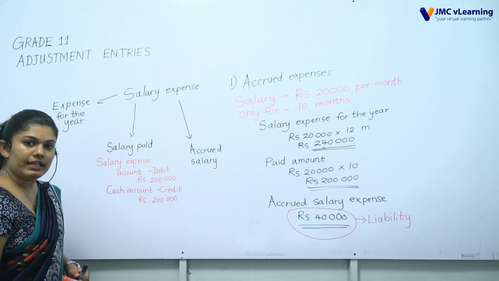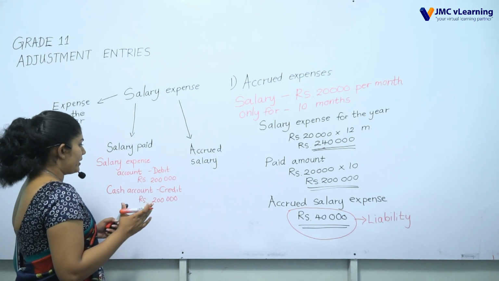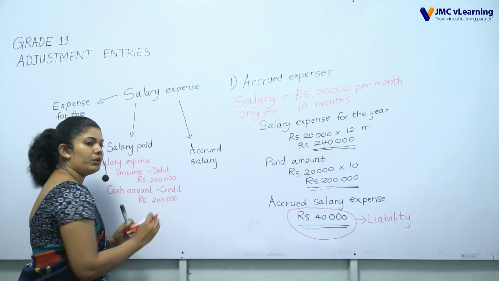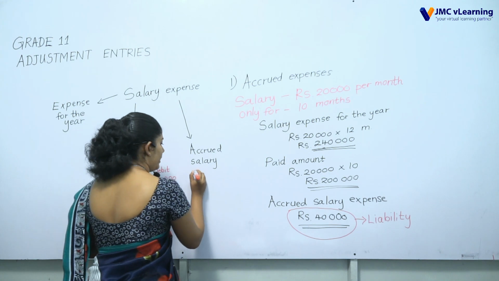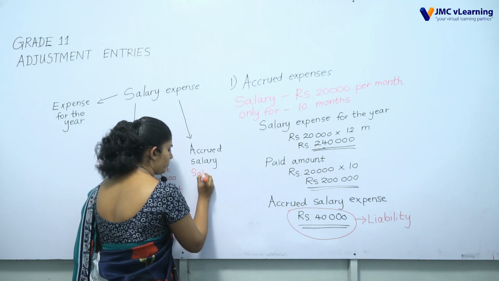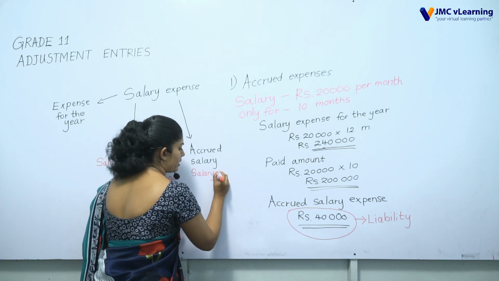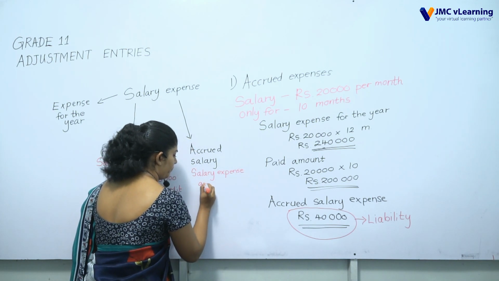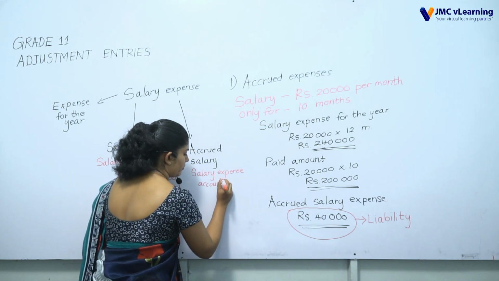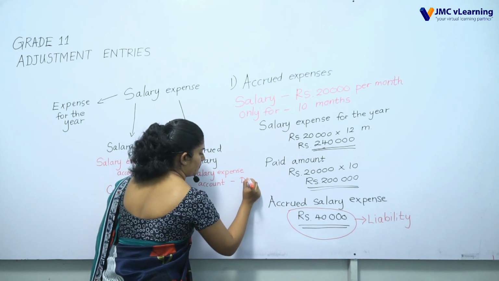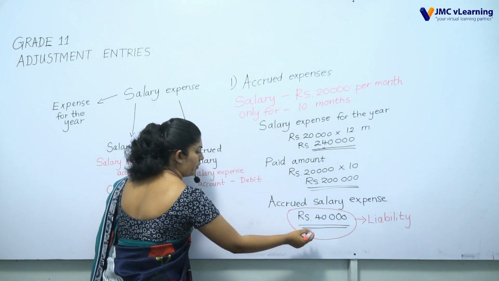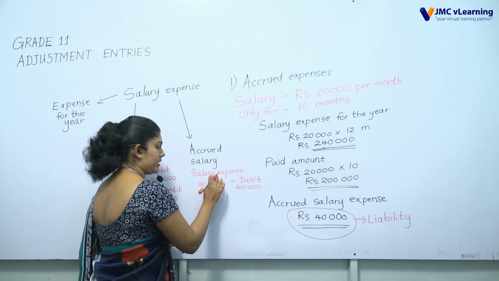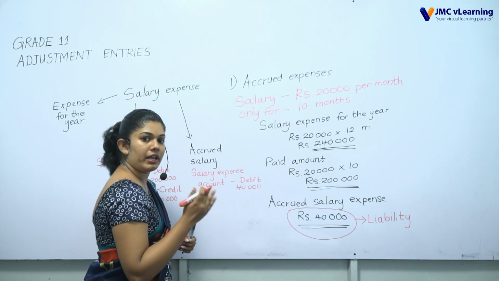And this accrued salary. Salary expense is something we are liable for, so anyhow you have to pay it. So, salary expense account again debited. It is relevant for the whole year. Debit with the accrued amount 40,000. This is relevant for the whole year, even if we paid or not.